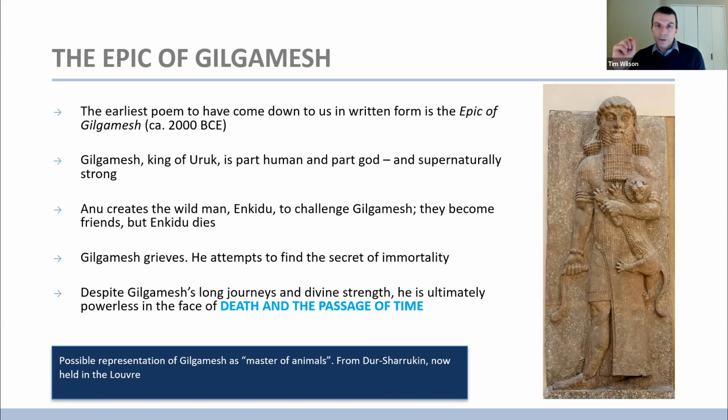Gilgamesh's response is to try to find the secret of immortality. And despite long journeys and despite his divine strength, he's powerless in the face of death. He realizes he can't get the secret of immortality. And his response basically at the end is that he's going to build these walls of Uruk that will stand the test of time. So his testament to having lived and his legacy will be the walls of the city.